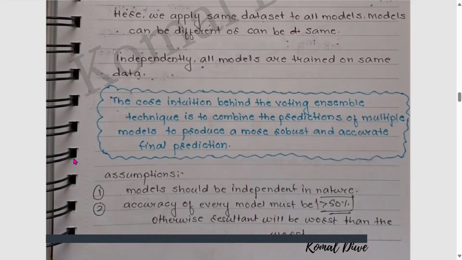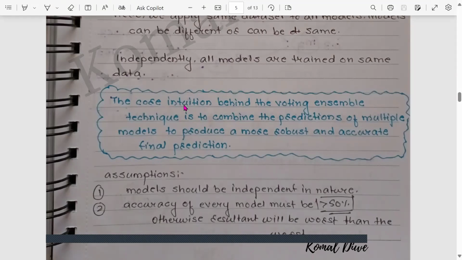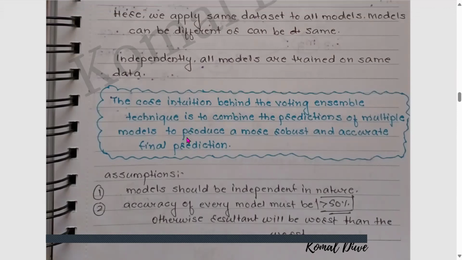As we discussed earlier, the same thing is summarized in the text. The core intuition behind the voting ensemble technique is to combine the predictions of multiple models to produce a more robust and accurate final prediction.